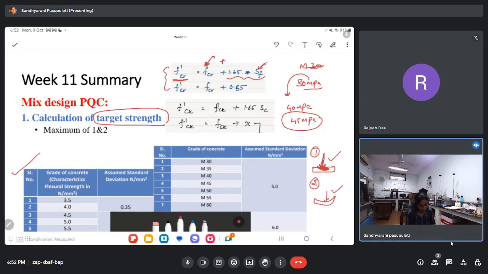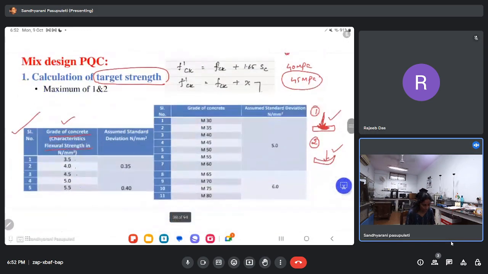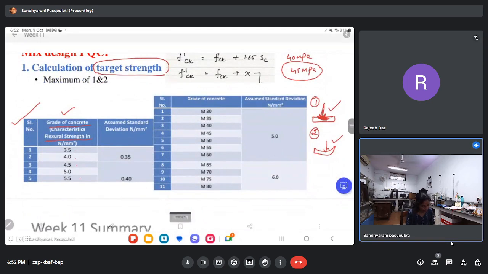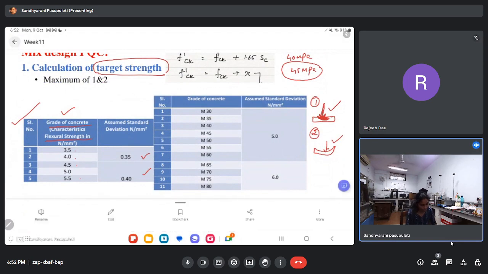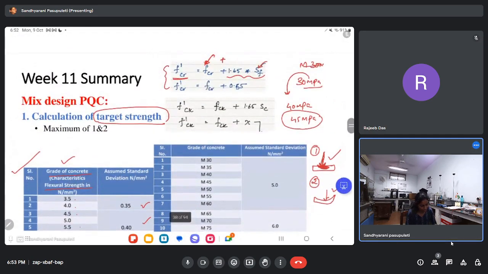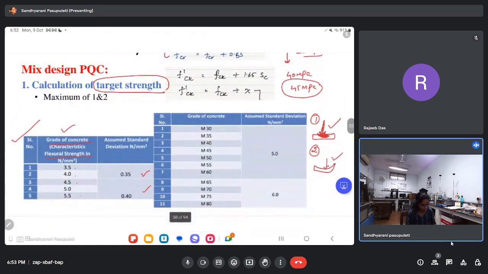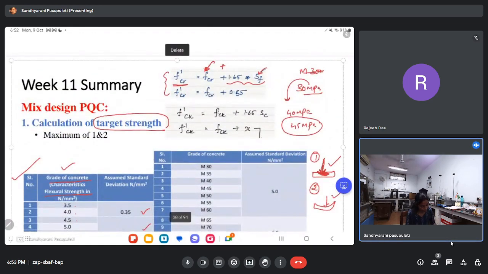What is given in column 1 is the grade of the concrete according to the flexural strength, let us say 3.5, 4, 4.5 to 5.5. It is also given that, according to the flexural strength, the assumed standard deviation. So if I know this FCR, I can select the SF. If I am able to select that, then I can calculate the target strength.